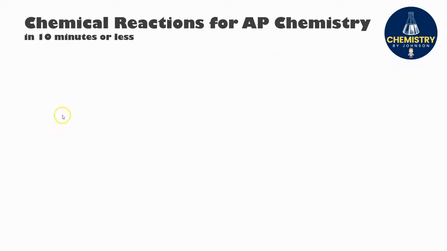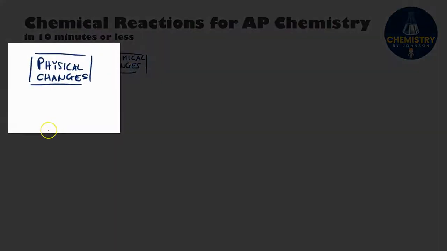Let's get started. Now, before we start talking about chemical reactions specifically, let's first clarify that there's actually two different types of changes that chemistry could deal with. Of course, I'm talking about physical changes and chemical changes. For physical changes, we're going to look for things like cutting, breaking, bending, sawing, where you really don't ever get any new substances or new chemicals being created.